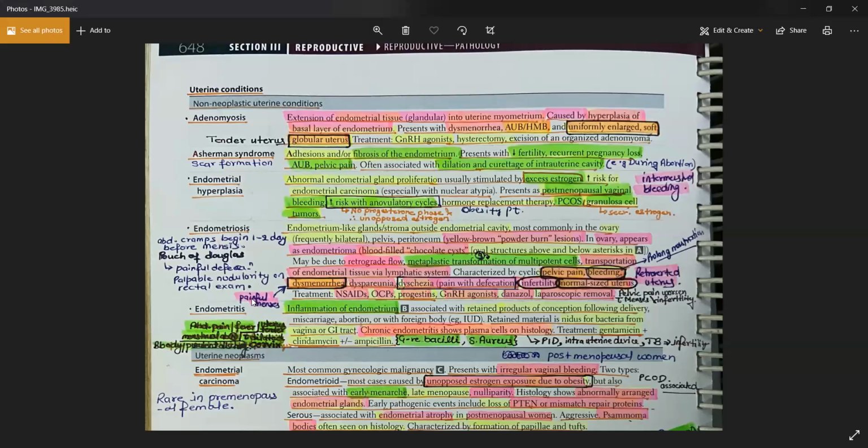Now, another important cause includes whenever you have retained products of conception, could be placental tissue, could be fetal tissue, could be anything. Okay, if the cleaning is not properly done and you have a retention of this conception tissue, then that will act as a nidus for bacterial growth. Okay, and that will cause a bacterial overgrowth in the uterus, in the endometrium, and that will lead to the inflammation of the endometrium. That means endometritis.